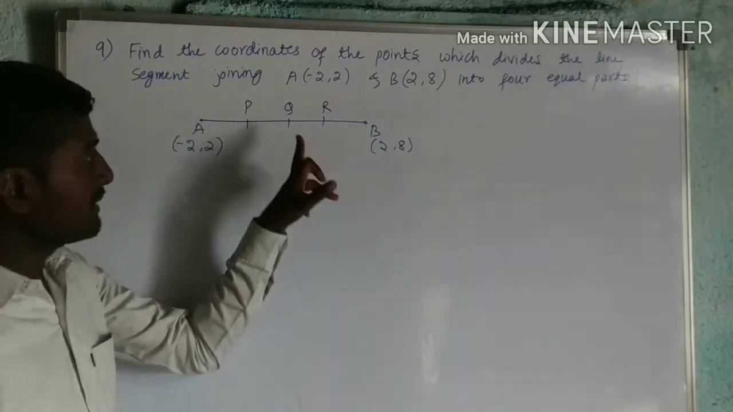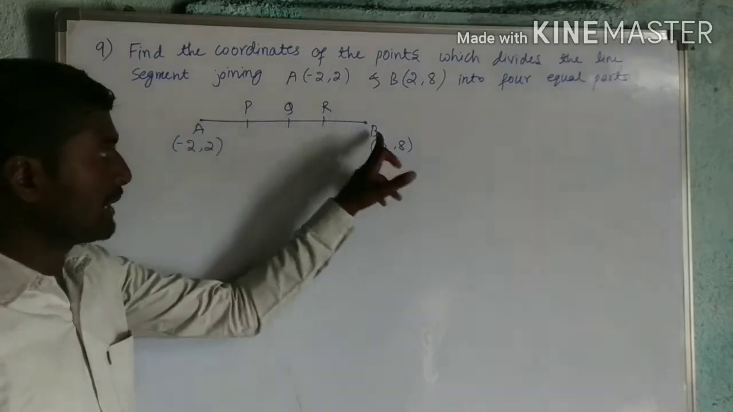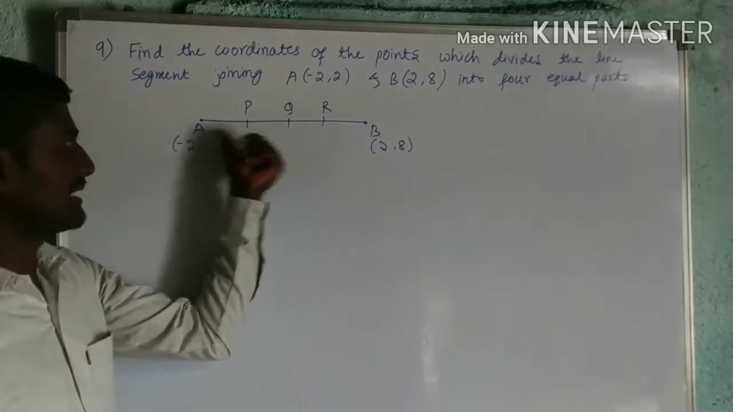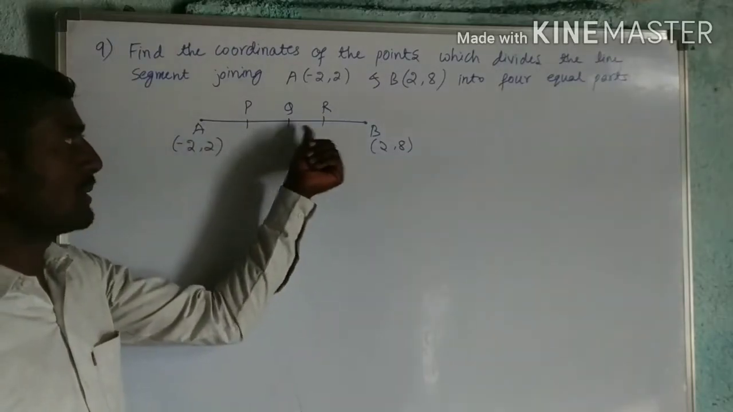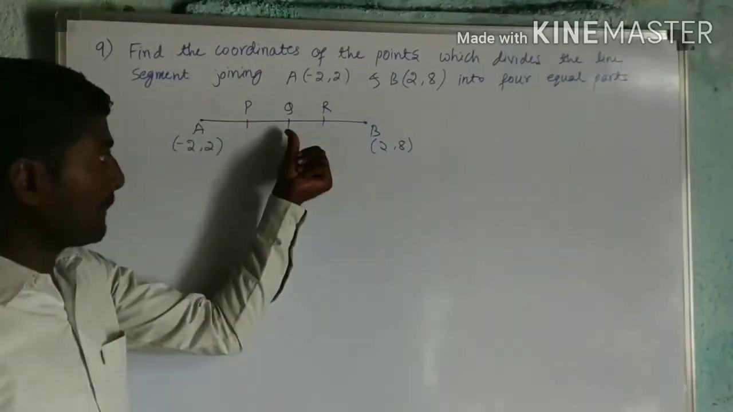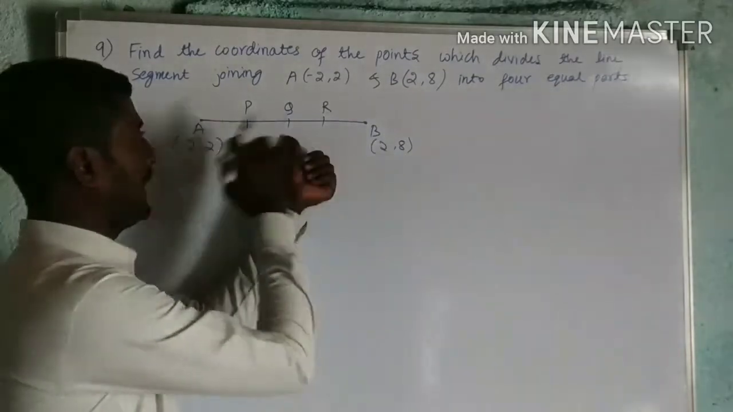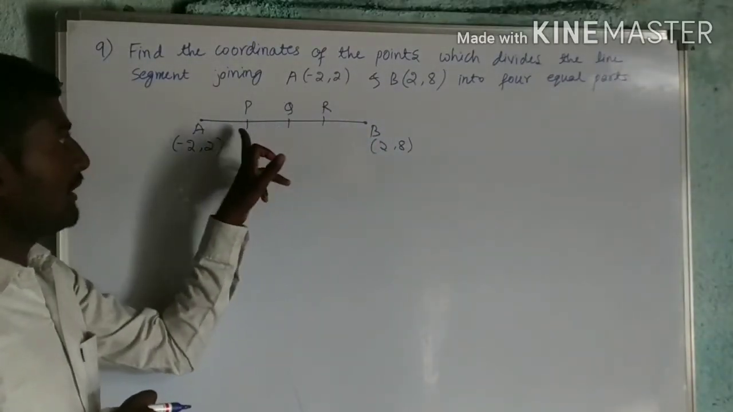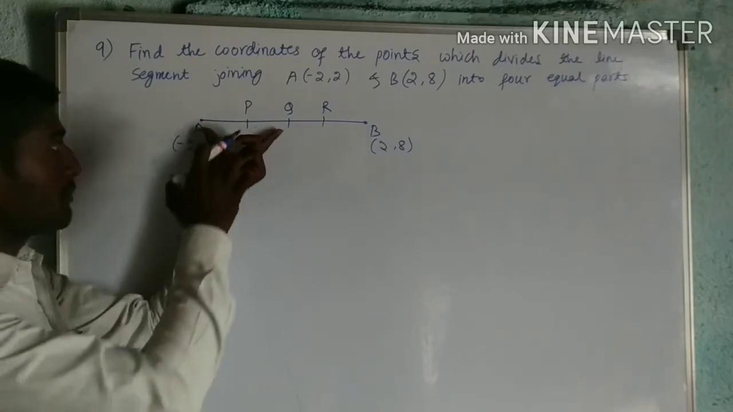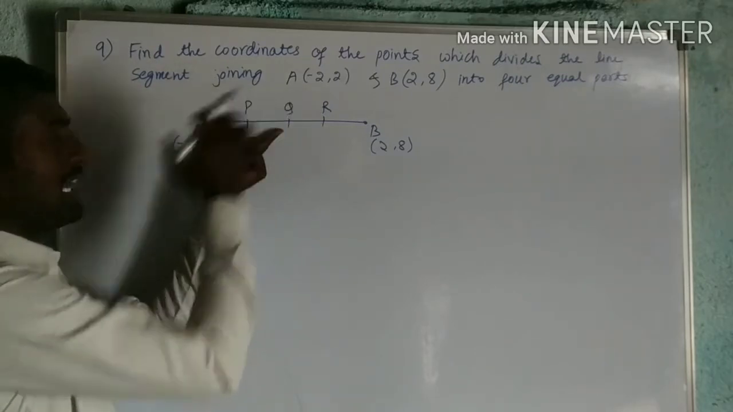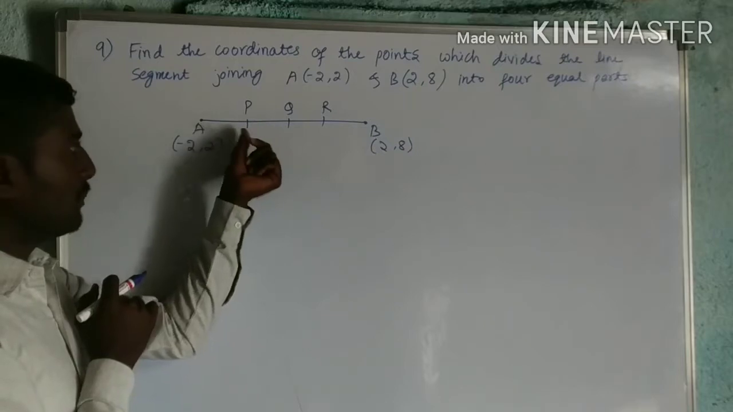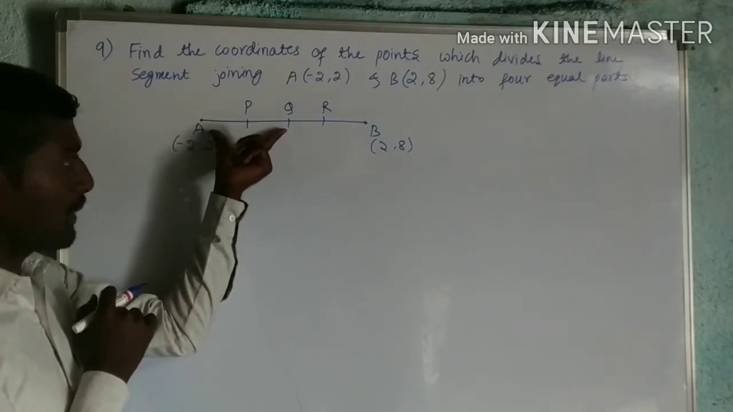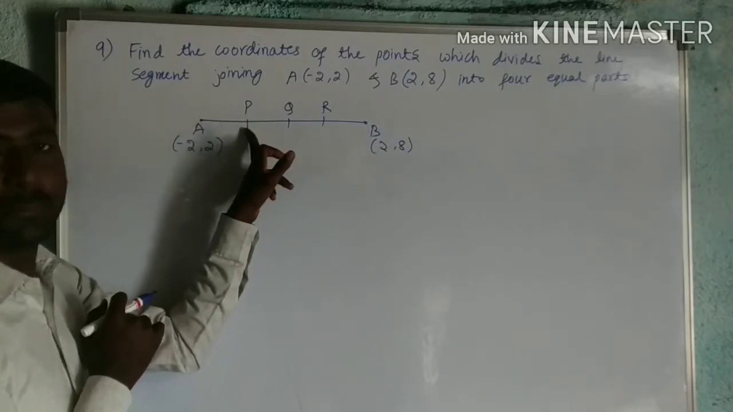Can I say that Q is the midpoint of AB? Because this side 2 equal parts, this side 2 equal parts, it means Q is the midpoint of AB. By applying the midpoint formula, if you find Q, then we can find the point P. Again, point P is the midpoint of AQ. Am I right? So apply the midpoint formula for these 2 points A and Q, and you will get the point P.